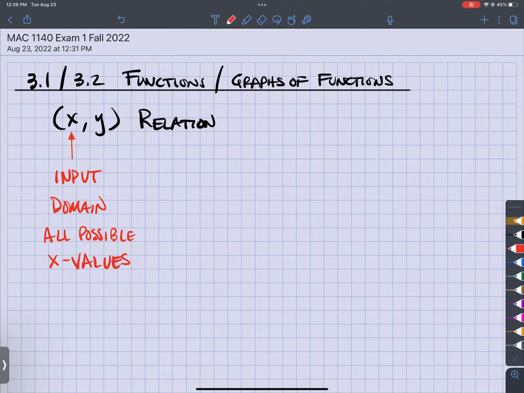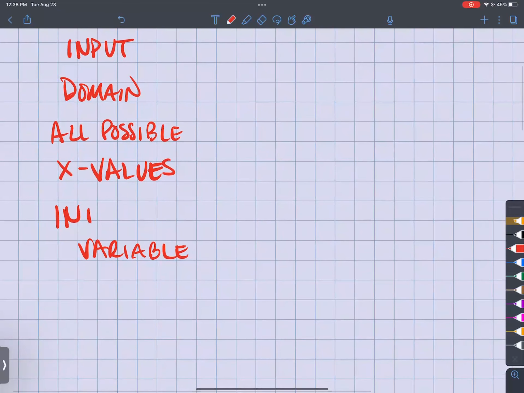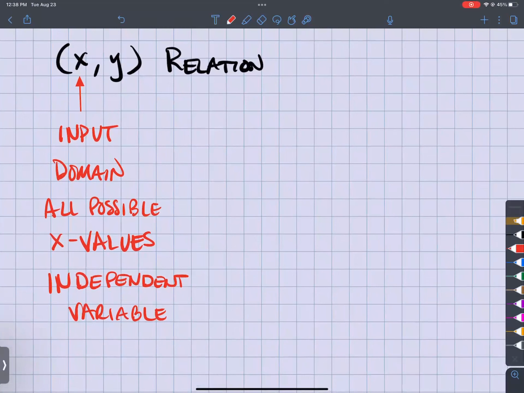It's also known as the independent variable. Independent. Okay. So, and remember how when we made tables for graphs, like when we find points, you're like, so X can be anything? Remember that? Well, X can be anything because it is the independent variable. It's independent. It can be anything it wants.